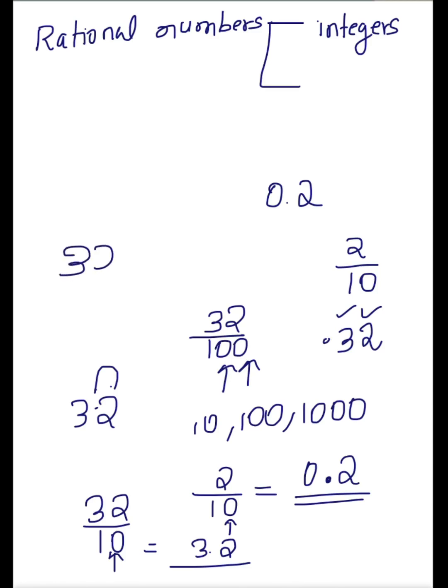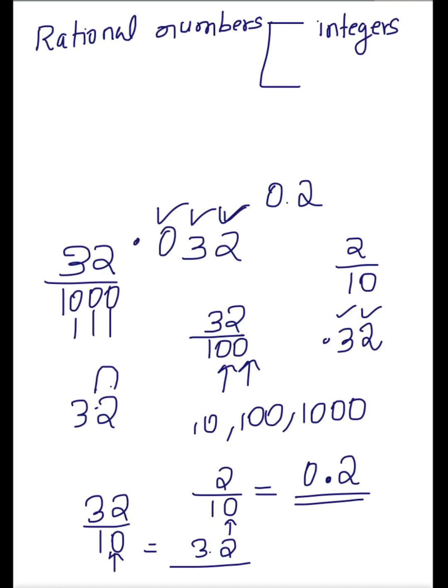Suppose it is 32 by 1000. Then what will you do? Just write 32 here. Now 1000 has 3 zeros. That means after the decimal point, 3 digits will be there. So you put the decimal point three places from the right. Here there is no digit, so you can put 0 here as well as 0 here. So 0.032 will be the answer for 32 divided by 1000. In that way you have to divide numbers by 10, 100, 1000, etc.